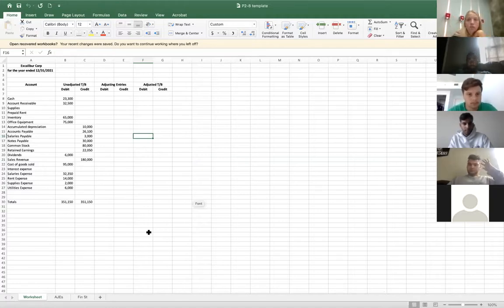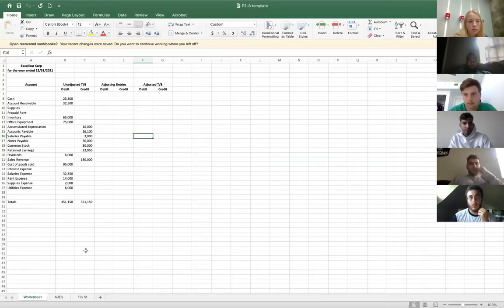Yeah. Okay. This is problem 2-8. And to save time, I went ahead and put in the account names and the unadjusted trial balance. Abby, is this what you were talking about that you weren't used to seeing? All right. Look on page 84 in your textbooks.